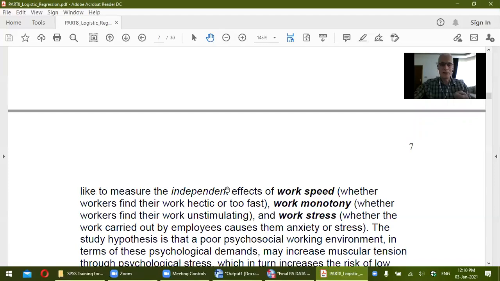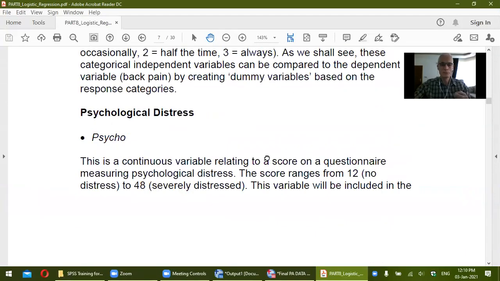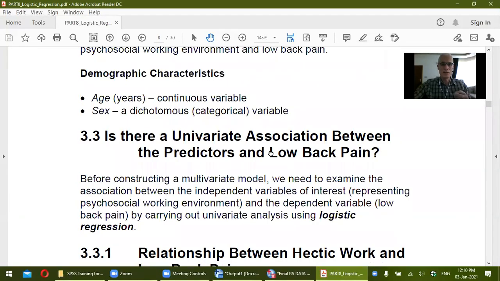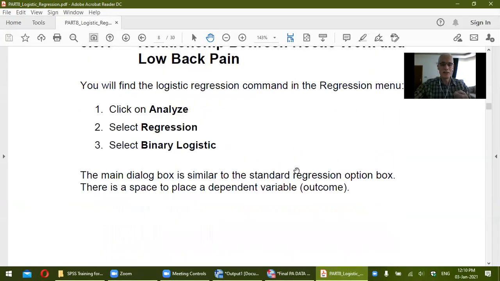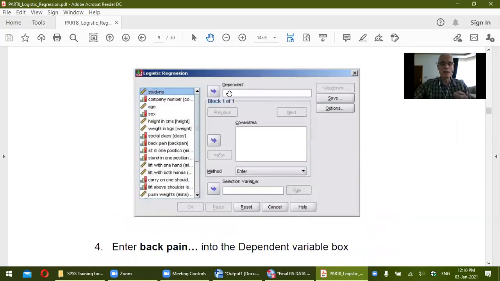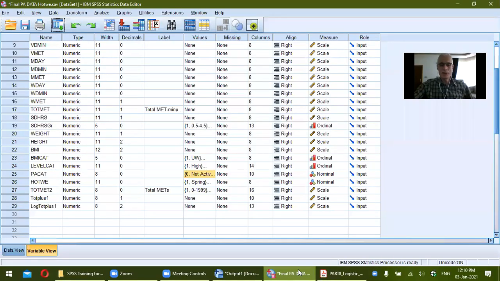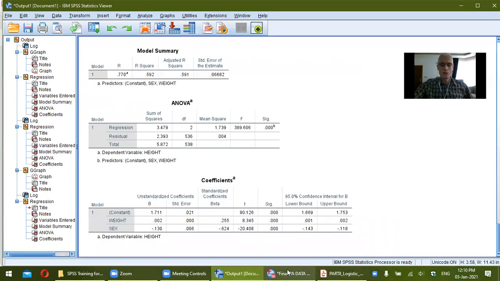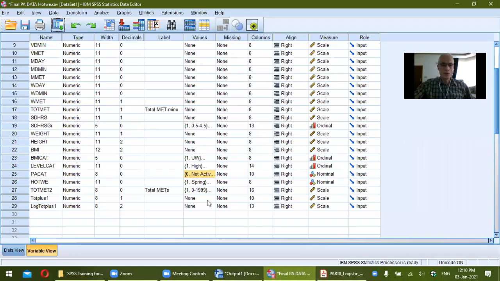So you see that the outcome variable, the dependent variable, should be only two groups. As we see here, I will do it on my data. So it's all my data. I will set the variable here, which I use.